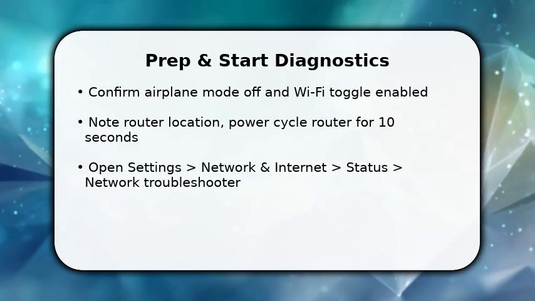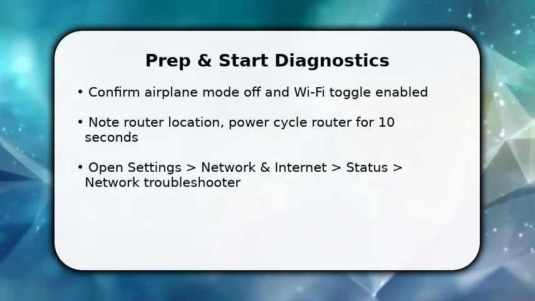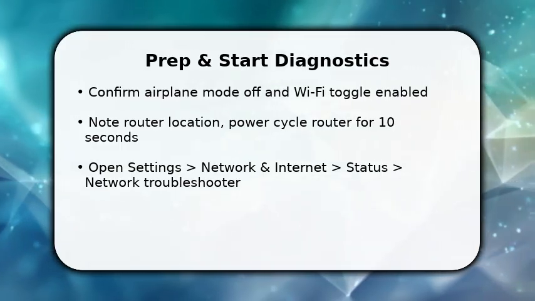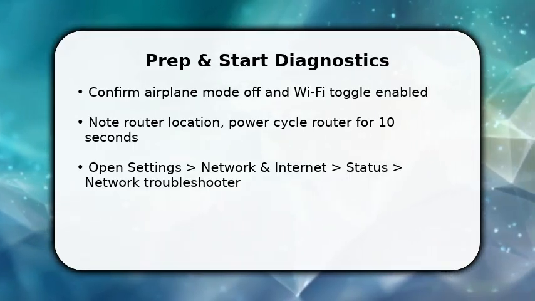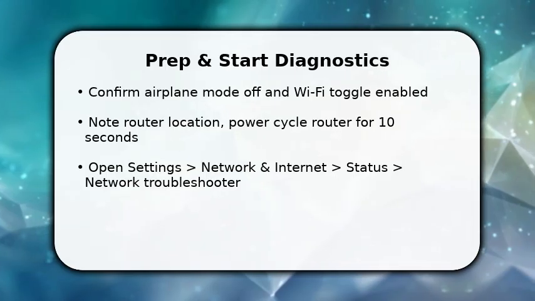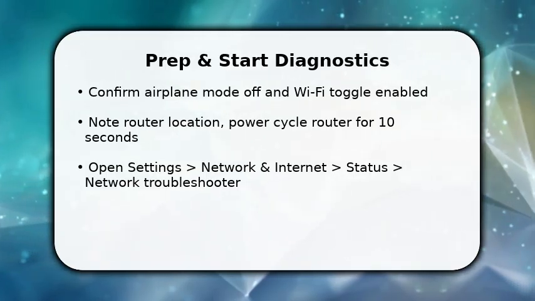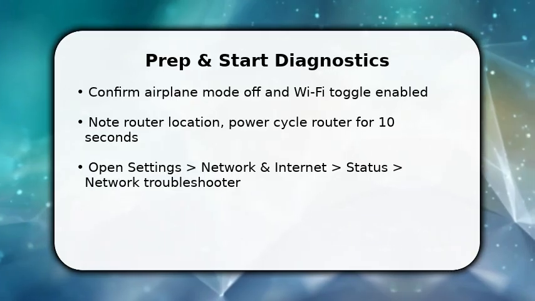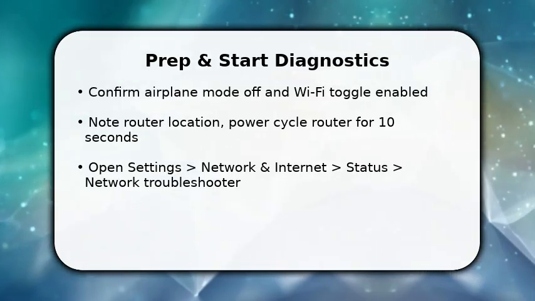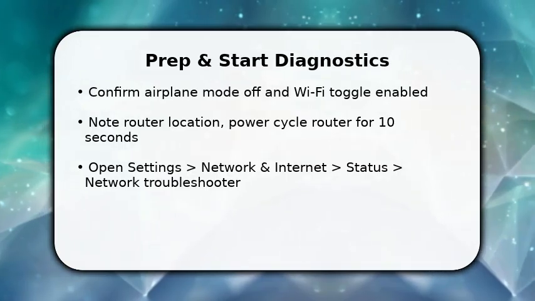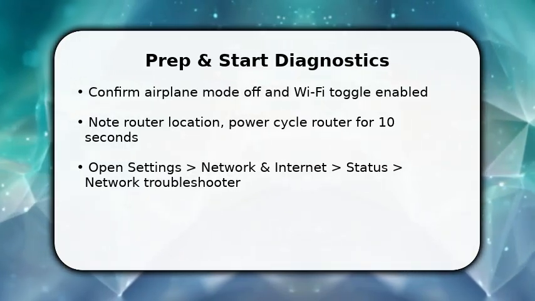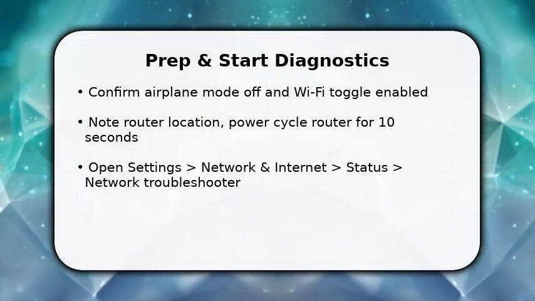Start now by confirming airplane mode is off and the Wi-Fi switch is enabled. You want the basics eliminated first. Power cycle the router: unplug, wait 10 seconds and plug back in to clear transient faults. Then open Settings, go to Network and Internet and run the network troubleshooter. It automates checks and often pins the issue. While it runs, note whether you see the SSID and signal strength. Once done, you'll have the first clear clue to proceed.